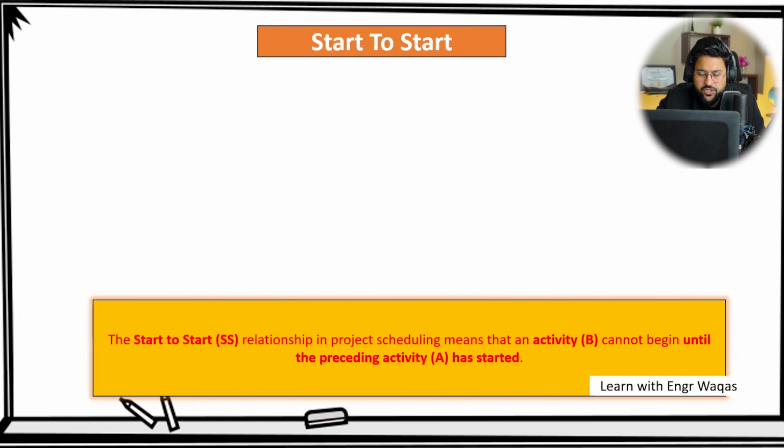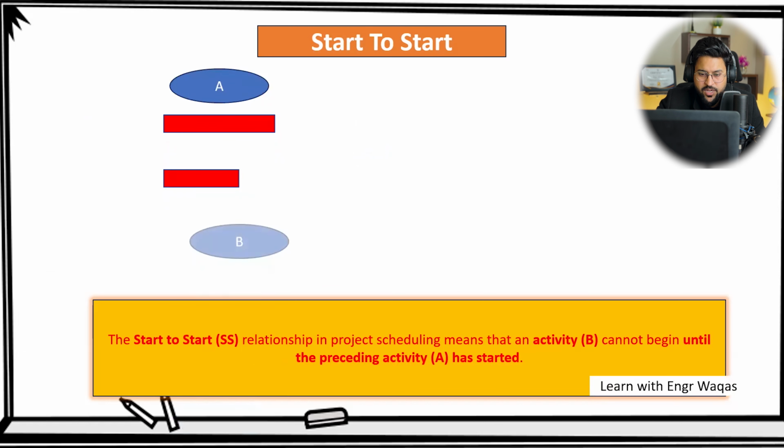The second relationship in our projects is where we can start our works at the same time. It doesn't matter whether they are going to finish at the same time, but they are going to start at the same time. There are many examples. We can link many work packages with each other to start at the same time. You understand? Start to start.